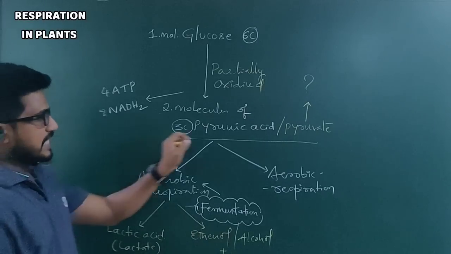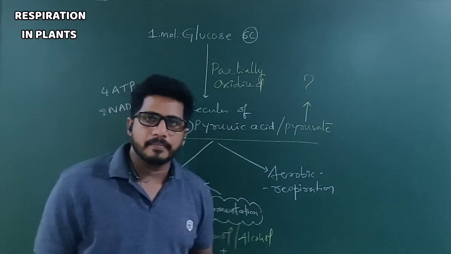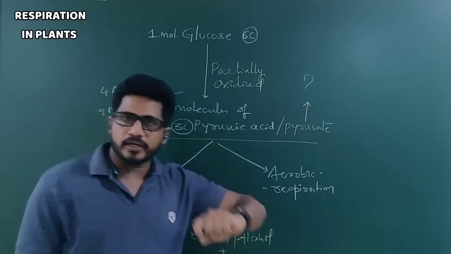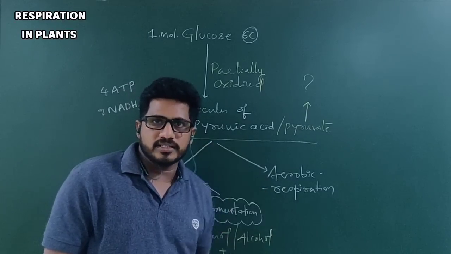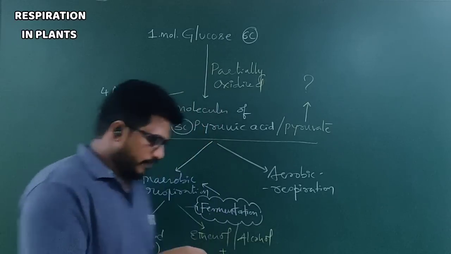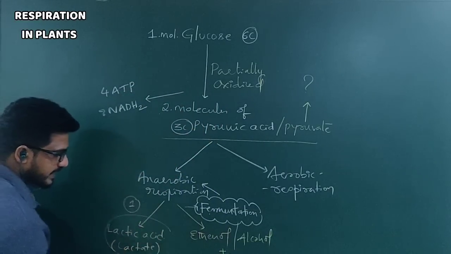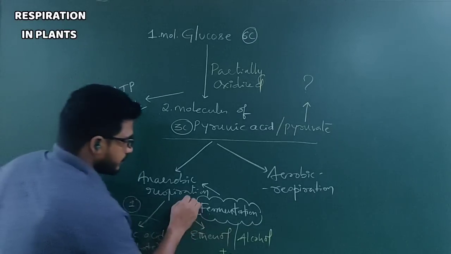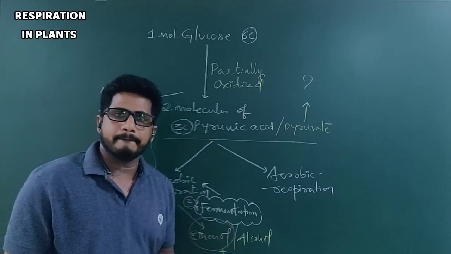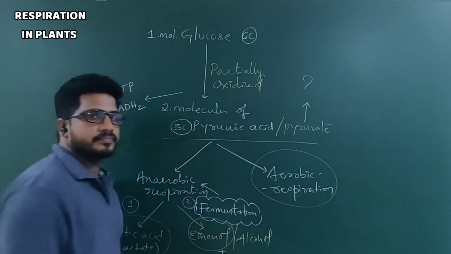So here, as I raised a question, what is the fate of the product of glycolysis? Try to understand what I said. Glycolysis product is pyruvate. Pyruvate's fate is 3 ways. The first fate, maybe it forms lactic acid. Second fate, it undergoes fermentation and forms ethanol or ethyl alcohol. Third one, it has to go to aerobic respiration.